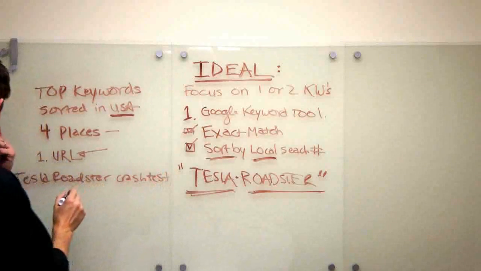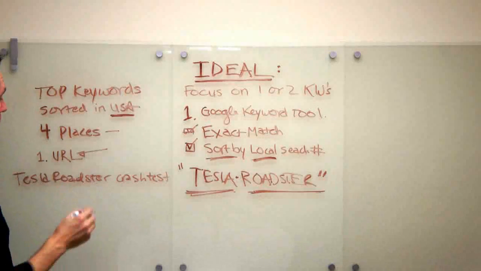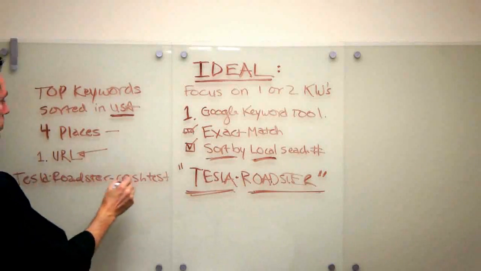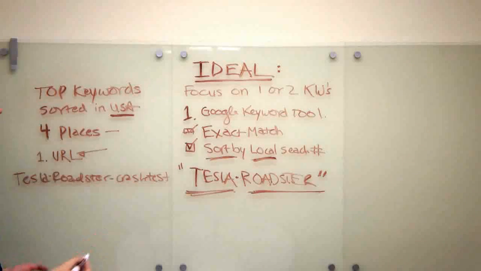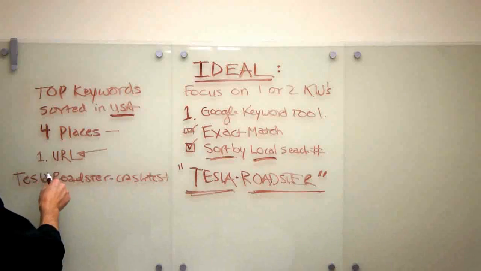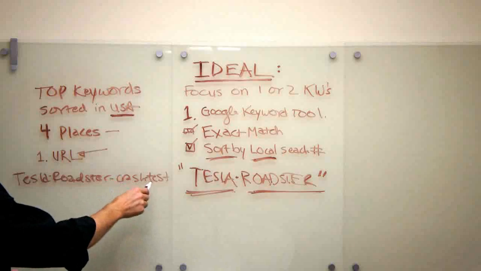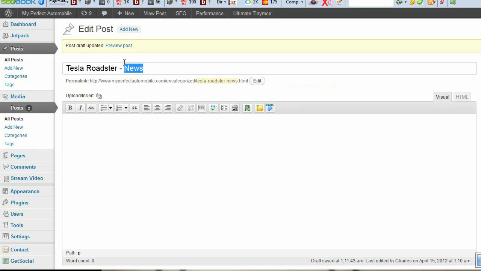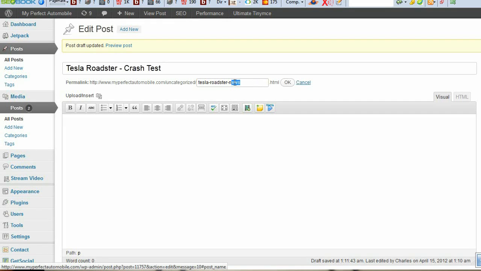So you want to have three or fewer hyphens, ideally. Google will treat a hyphen as a space. So here's three: one, two, three. Or if you have a super long title, you can mash them together. You can put all these words like that: Tesla Roadster crash test, all mashed into one word. And Google does a good job of locating words even if they're mashed together.